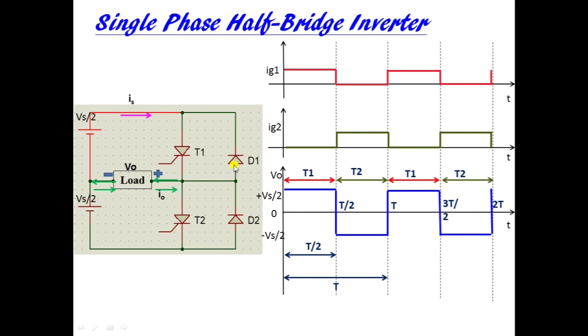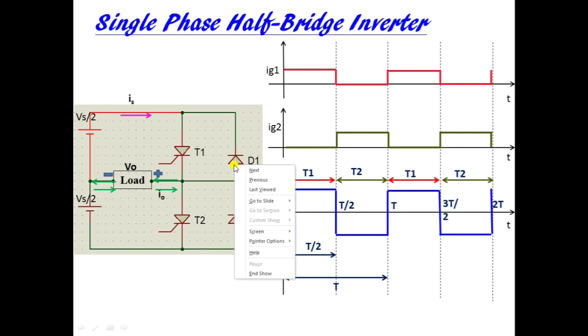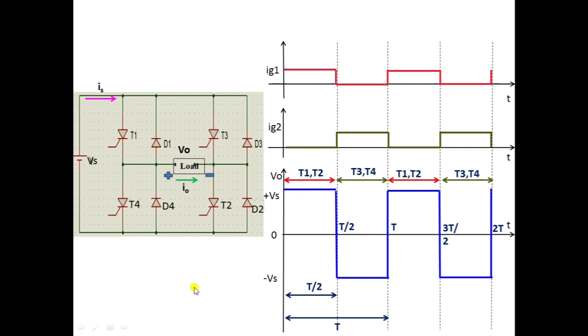So that is why these diodes are also called feedback diodes. Why are these diodes used? These diodes are used to allow the current to flow when thyristors are turned off. The same will be the case with these diodes. These diodes are also doing the same function. They are allowing the current to flow when the respective thyristor in anti-parallel with the diode is turned off.